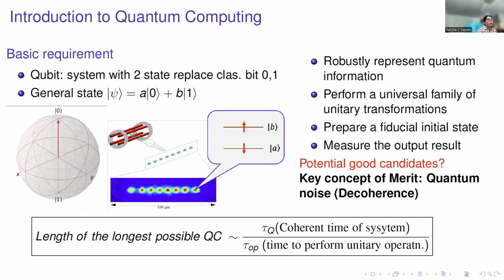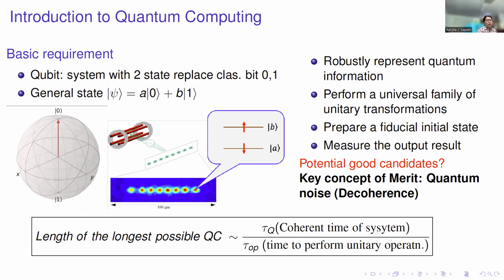So the longest possible quantum algorithm which we can implement in the lab is given by the coherence time of the system you choose divided by the time of performing unitary operations. Because I have to implement an algorithm, I have to know how many unitary transformations or operations I have to apply.